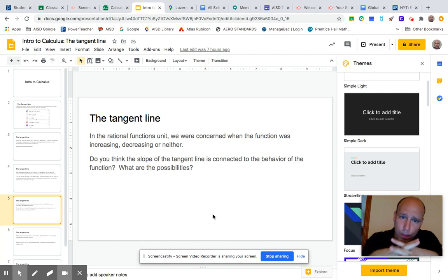Do you think the slope of the tangent line is connected to the behavior of the function? What are the possibilities? We'll write this down in a second, but the connection is, as the function is increasing, the slope of the tangent line is positive. When the function is decreasing, the slope of the tangent line is negative, and when there's a turning point, when it's neither increasing nor decreasing, the slope of the tangent line is zero.